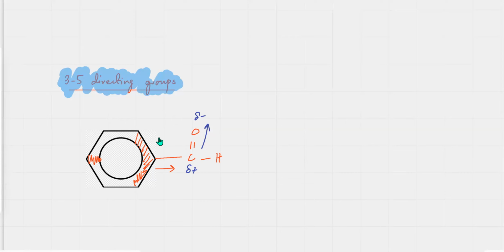So by default, the positions that now have a higher electron density are positions number 3 and 5. So 3 and 5 are kind of the same position, so you just call it the 3 position. So the 3 or 5 positions have relatively higher electron density.